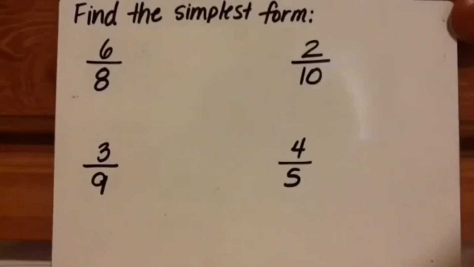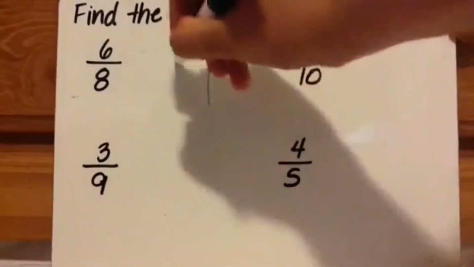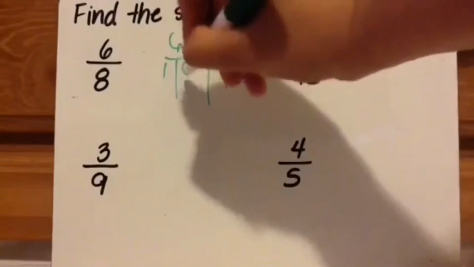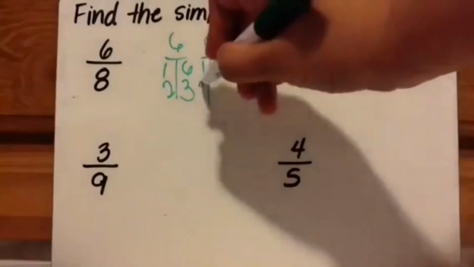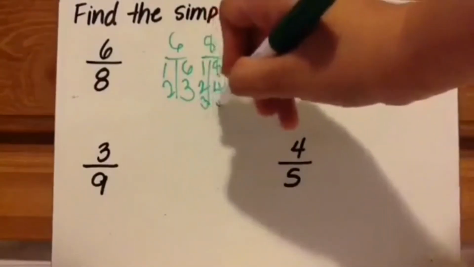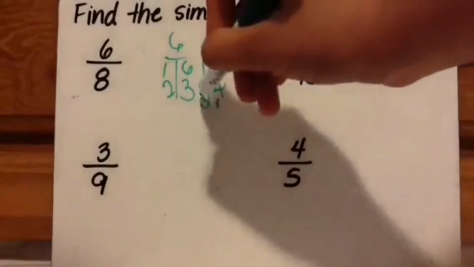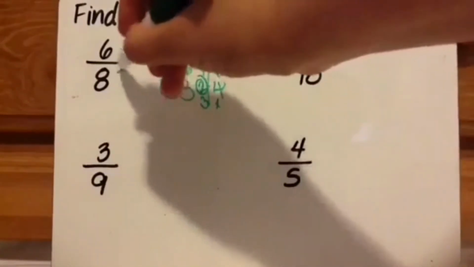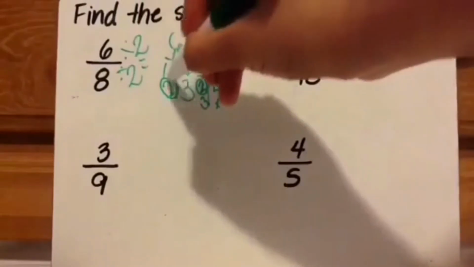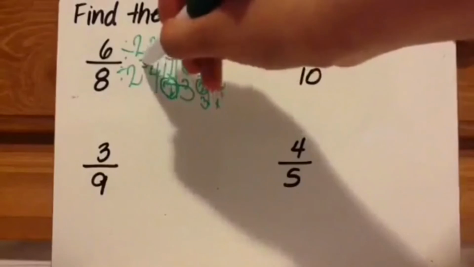Okay, let's go over these. So 6/8. Factors of 6 and 8. 1 times 6, 2 times 3. That's my stopping point. 1 times 8, 2 times 4. Nothing times 3 equals 8, so that's my stopping point. Greatest common factor I'm looking for is 2. 6 divided by 2 equals 3. 8 divided by 2 is 4. Sorry that it's getting cramped.